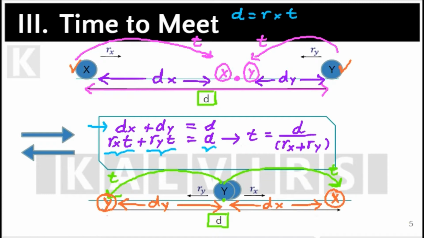Now, solve this problem on your own. If a car A travels at 20 miles per hour and car B travels at 10 miles per hour and they start moving at the same time from opposite ends of a course of 60 miles, in how many hours will they meet?